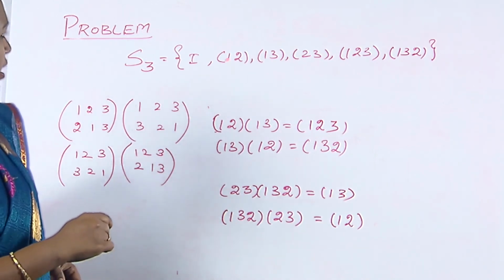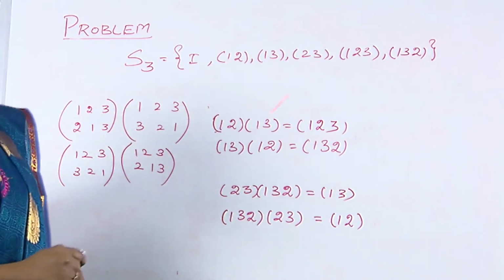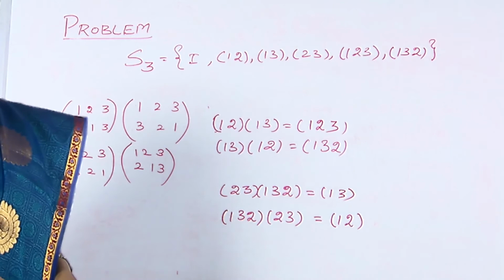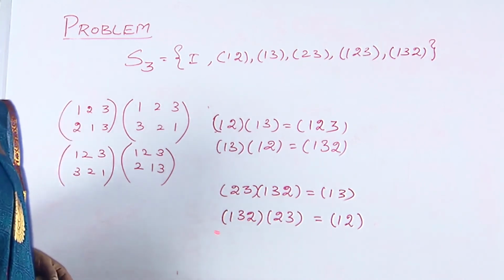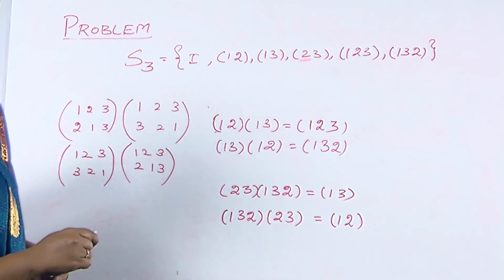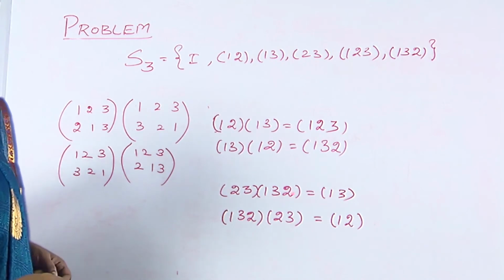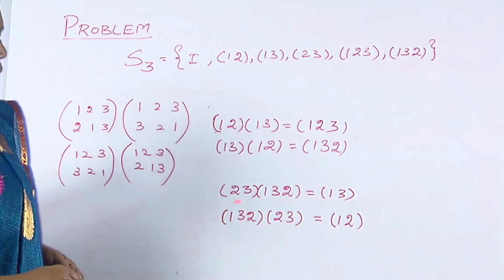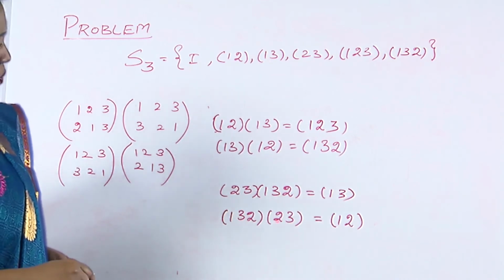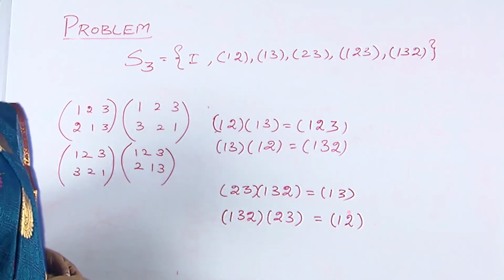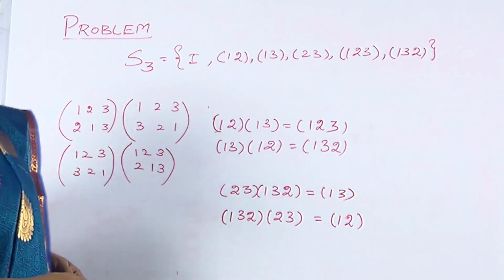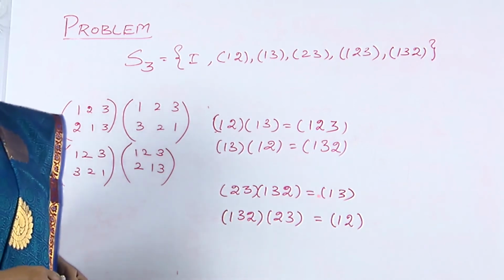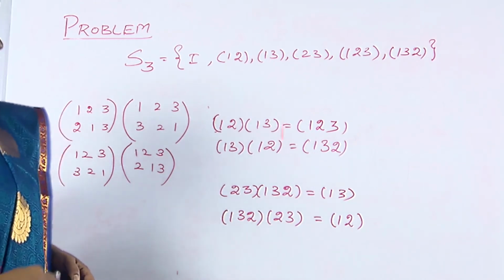So definitely the product of these two cycles is not commutative, which means that these two elements will not come under the center of this group. Let's check for 2, 3, the product of these two elements, 2, 3 and 1, 2, 3. Again this yields the cycle 1, 3. The product of 1, 3, 2 and the cycle 2, 3 will yield the cycle 1, 2. Again very different. Hence these two elements also will not come under the center of this group.